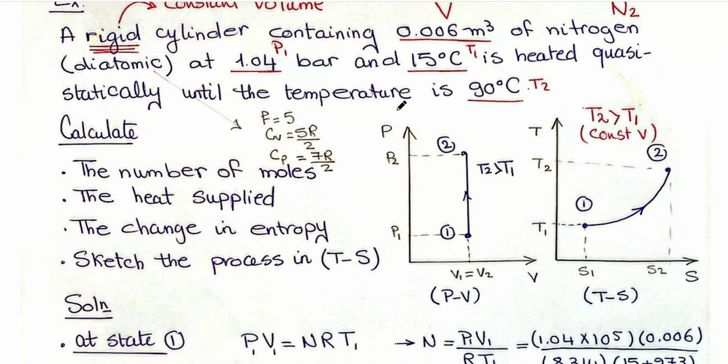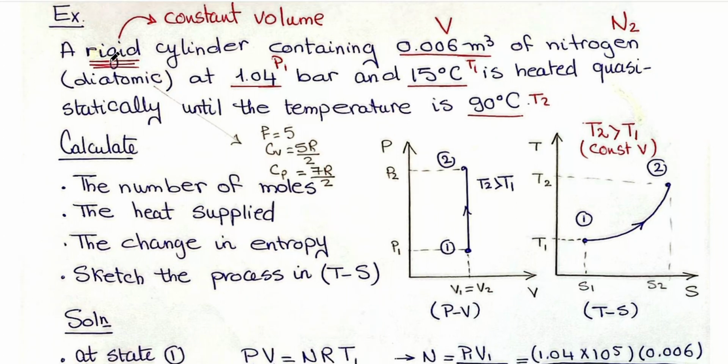Let's draw a small sketch for the PV diagram. Knowing that it's a rigid cylinder, we draw a constant volume diagram. And what do we know at point 1? At point 1, we know the volume, the temperature, and the pressure. Now we increase the temperature. When increasing the temperature, you also increase the pressure. So point 2 has greater pressure than point 1. That's how you sketch this PV diagram. It's required to get the number of moles, the heat, the change in entropy, and sketch the TS diagram.